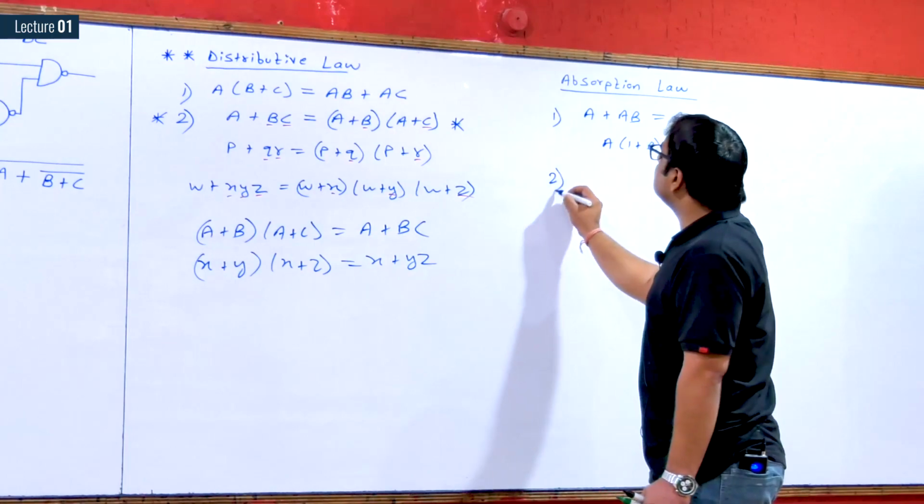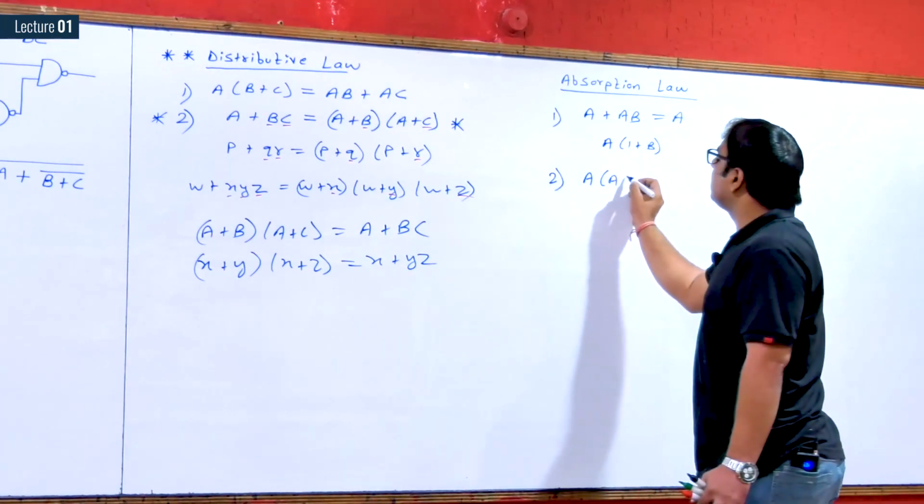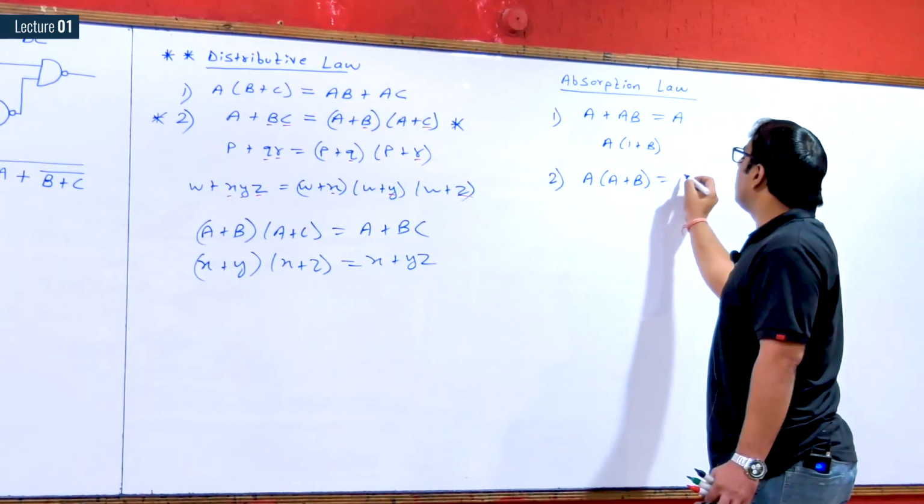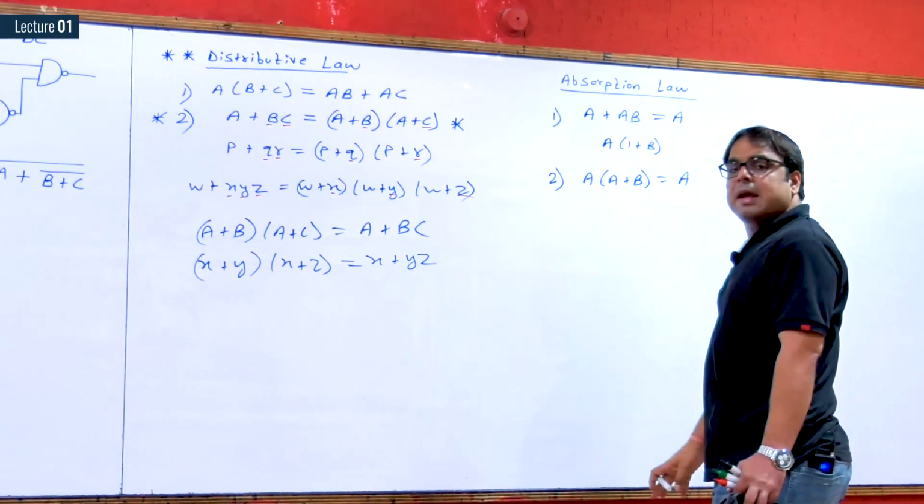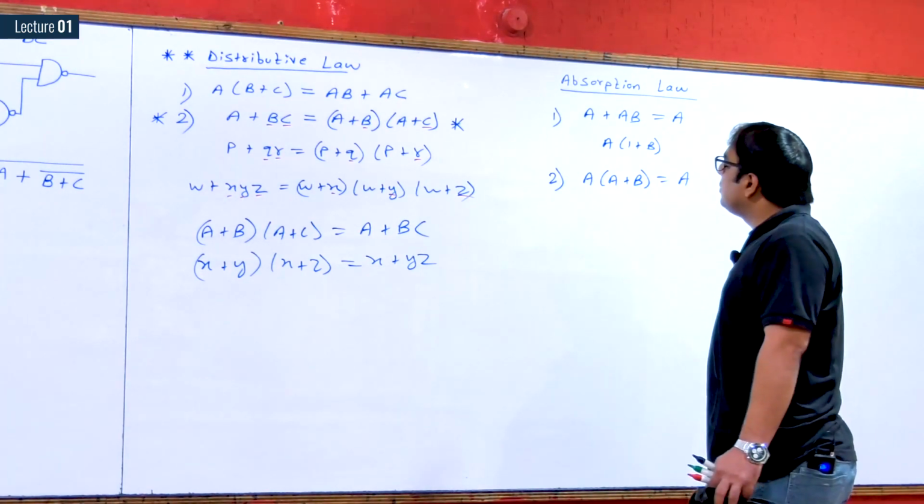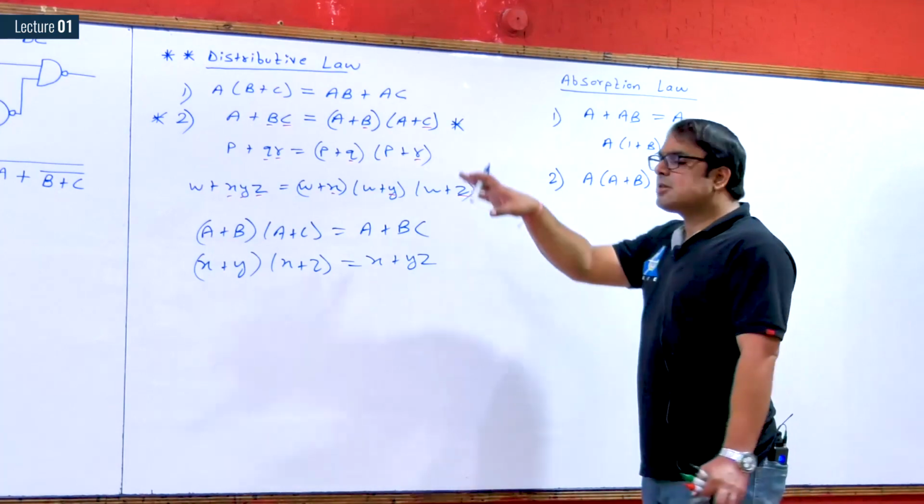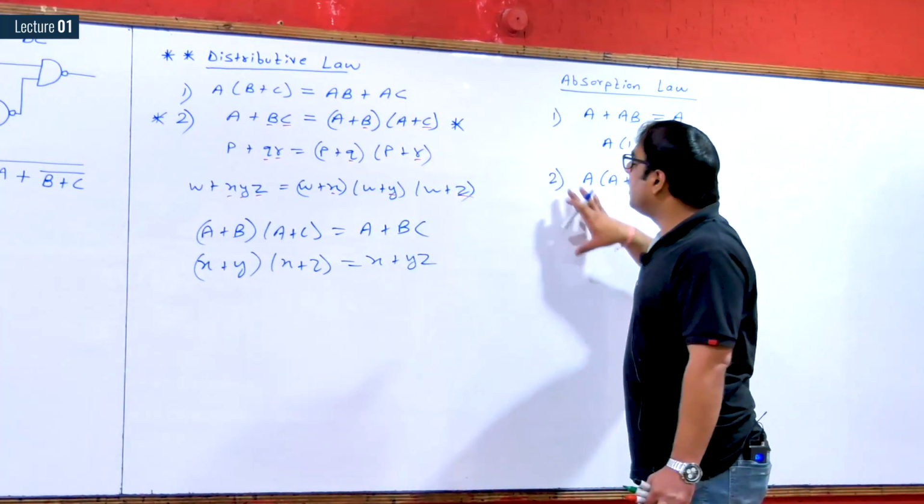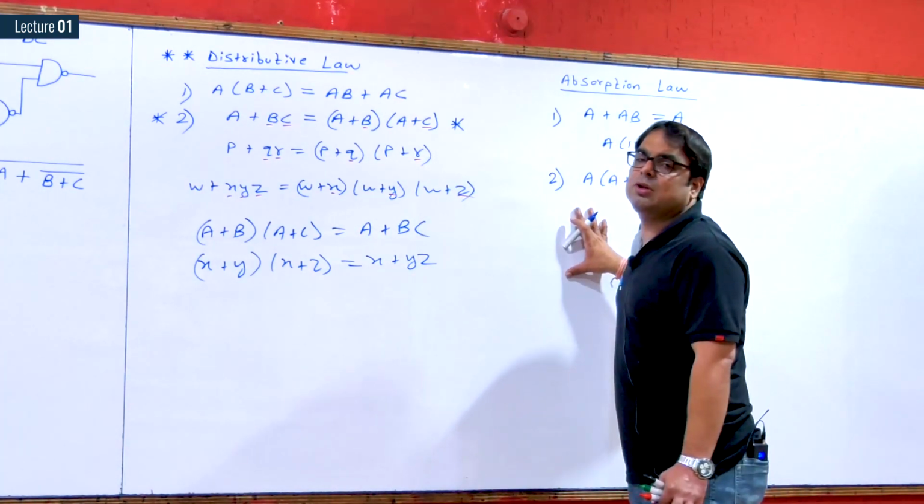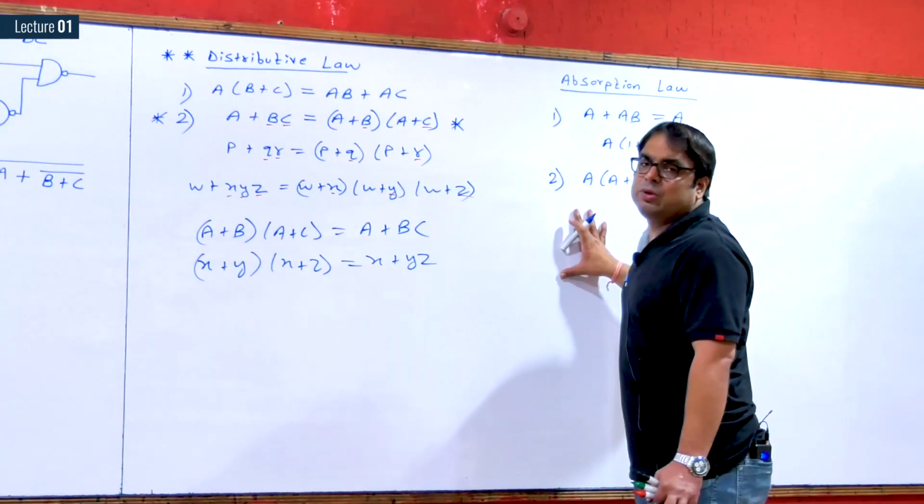The second variant is A dot (A plus B), which is also equal to A. So all these laws you should be aware of, they are very useful in minimizing a Boolean function.